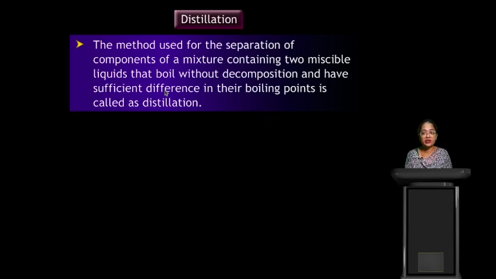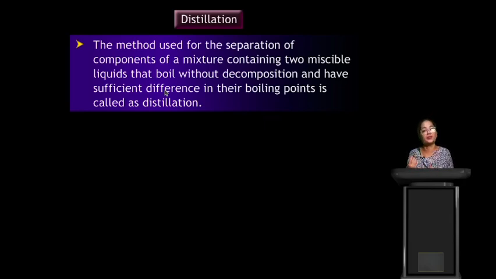So what is this process called? It is called the distillation process. The method used for the separation of components of a mixture containing two miscible liquids that boil without decomposition and have sufficient difference in their boiling points is called distillation. So there is a difference in the boiling points. Water is 100 and ethanol is 56 or 57 degrees Celsius. So there has to be a difference in the boiling point, and it does not undergo decomposition.